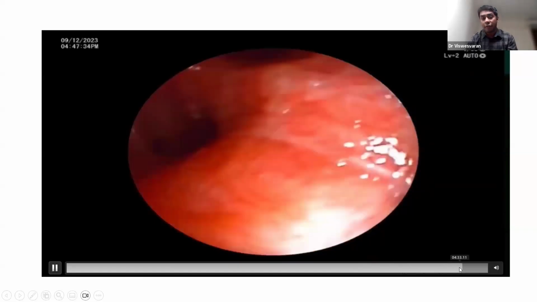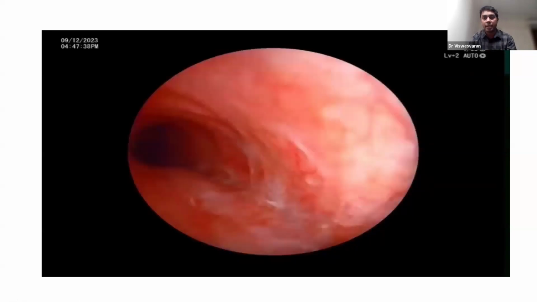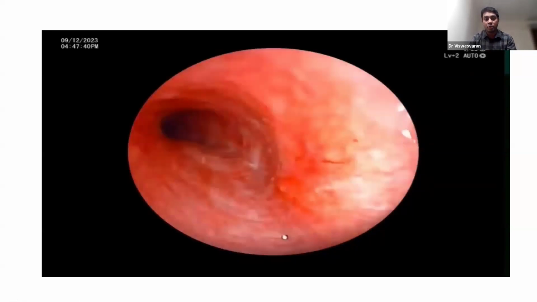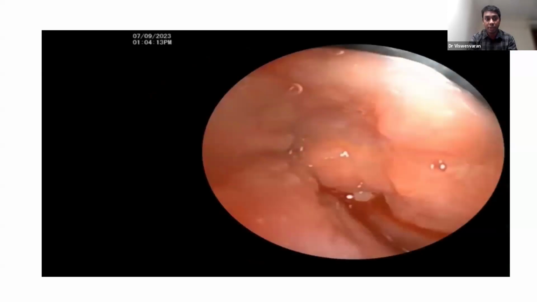So for identifying an endobronchial TB, your bronchoscopy is the primary modality, and it plays a very, very important role in establishing the diagnosis of an endobronchial TB as well as in providing curative intent treatment for these patients.